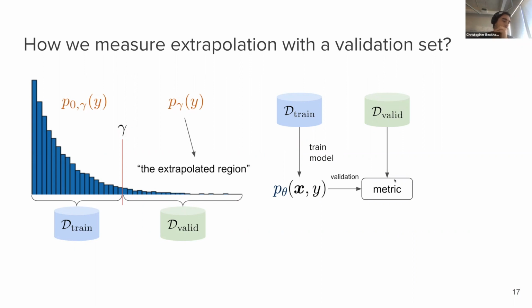Now for this talk, for the sake of time, I won't go into the specific validation metrics, but I will say that it really depends on the generative model. If you're using a generative model where you can compute likelihoods, like a VAE or diffusion, well, then you could also compute the likelihood on the validation set. But in the general case, it's not really clear what the best metric is to measure this extrapolation.